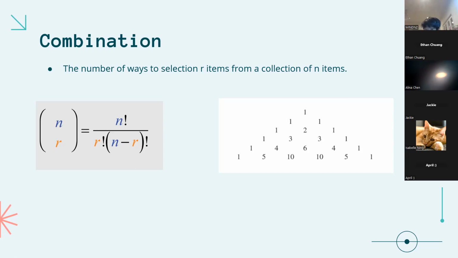So, try to intuitively understand why selecting R items from n items is n factorial over R factorial times n minus R factorial. I'll give you guys a minute.